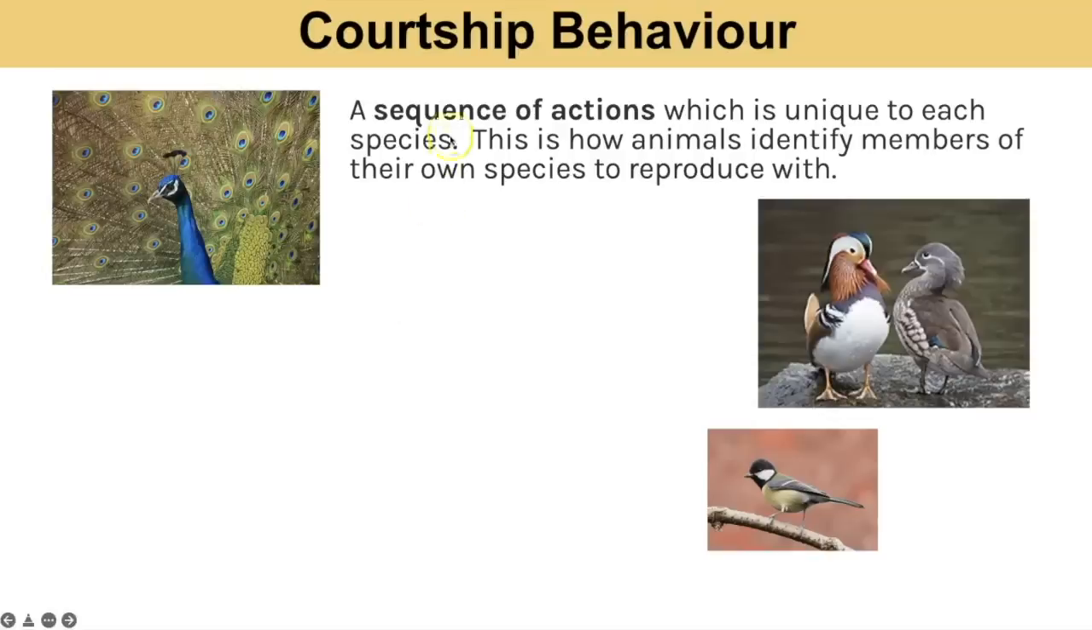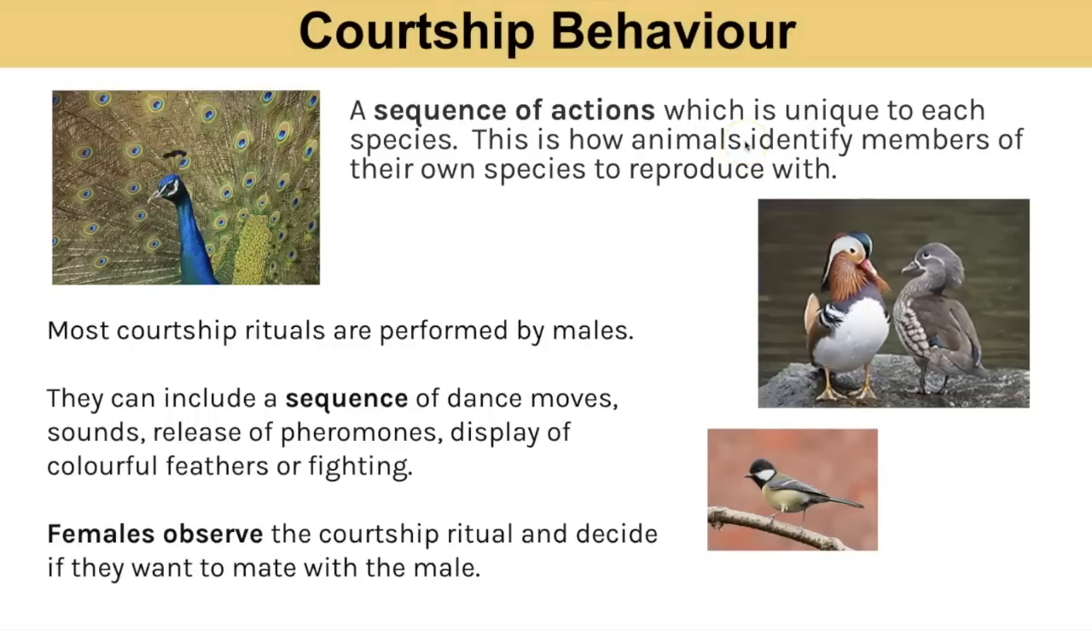Courtship behaviour is a sequence of actions which is unique to every species. So it is genetically coded for, this behaviour, and it is how animals are able to identify members of their own species to make sure they are reproducing with members of their own species, so that they can create fertile offspring. The behaviour, the sequence of actions, is normally carried out by the male, and then the female picks whether they are worthy of mating with.